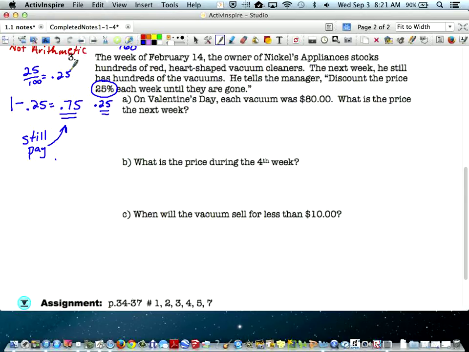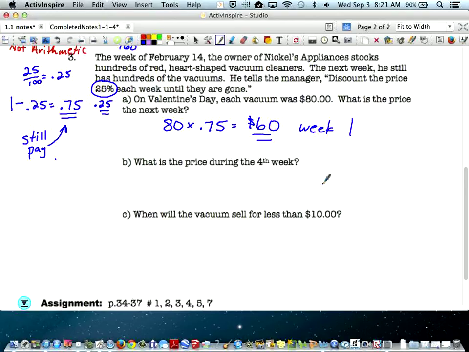So on Valentine's Day, each vacuum was $80. Next week, I take my 80 times 0.75. What do we get? 60. So in that first week of discount, the vacuums were there on Valentine's Day. Now the next week, they start discounting the price. So the first week of discount, they're down to $60.